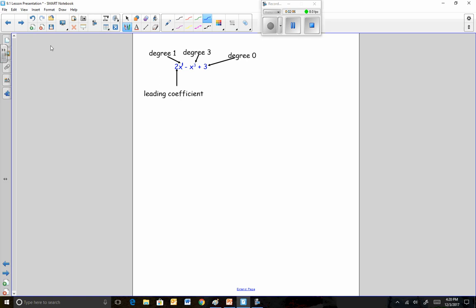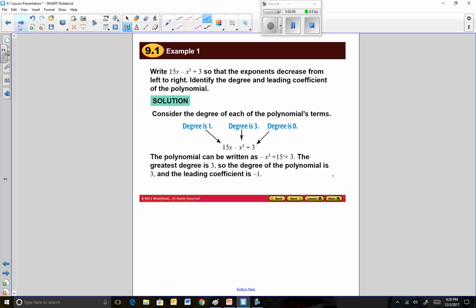All right, let's take a look at a question that we might have to answer. Write 15x minus x to the third plus 3 so that the exponents decrease from left to right. Identify the degree and leading coefficient. So what we do is we take a look here, and this one has the highest exponent, so we write it first. So we write negative x to the third power. This one also has an exponent of 1. So we write plus 15x.